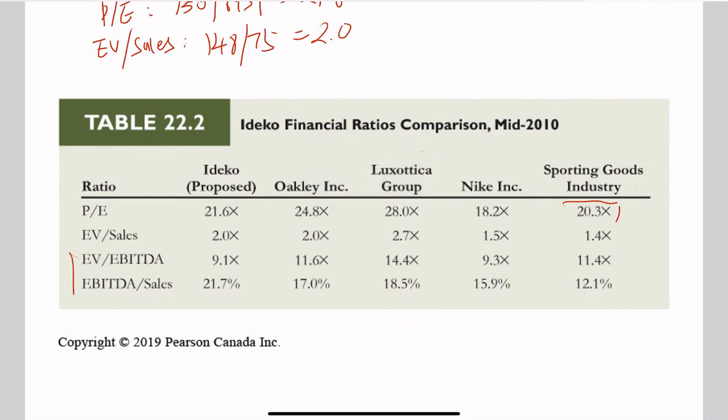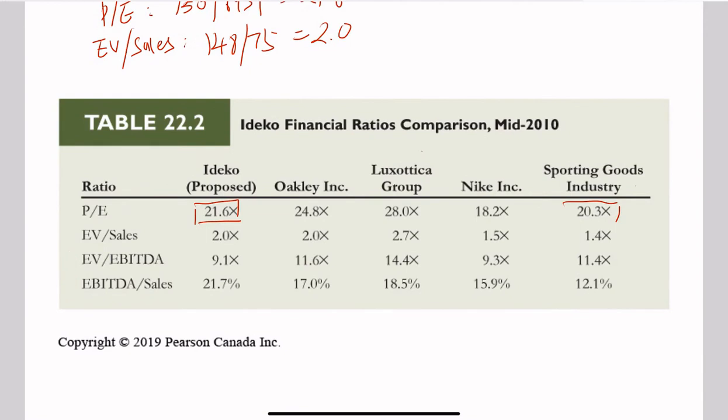Now, let's dig deeper into these numbers. First, PE ratio. For PE ratio, if the PE ratio is lower, it means the price is more reasonable, or it's more likely that this investment is underpriced, right? So you can see that IDCO's PE ratio is in line with the sporting goods industry average, so at least when we use PE ratio, we can see that IDCO is not overvalued.